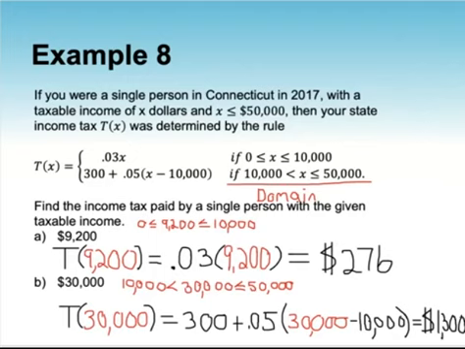So $1,300. That's how much a single person who makes $30,000 gets taxed.